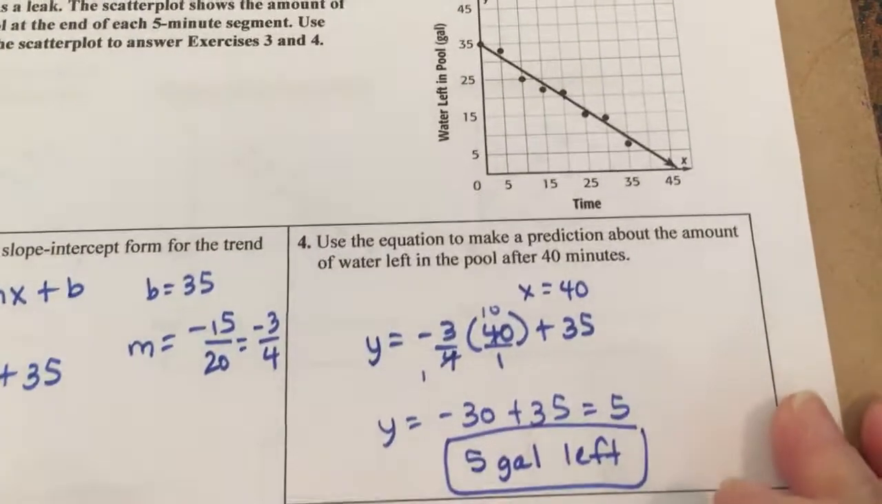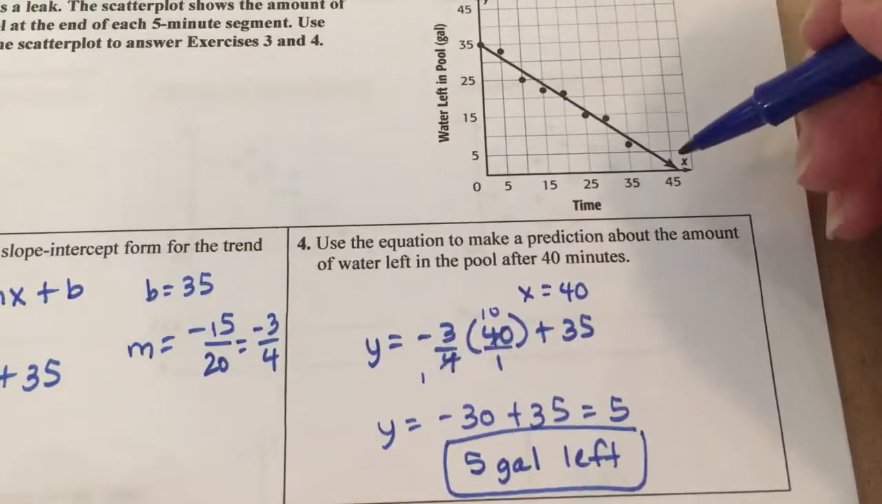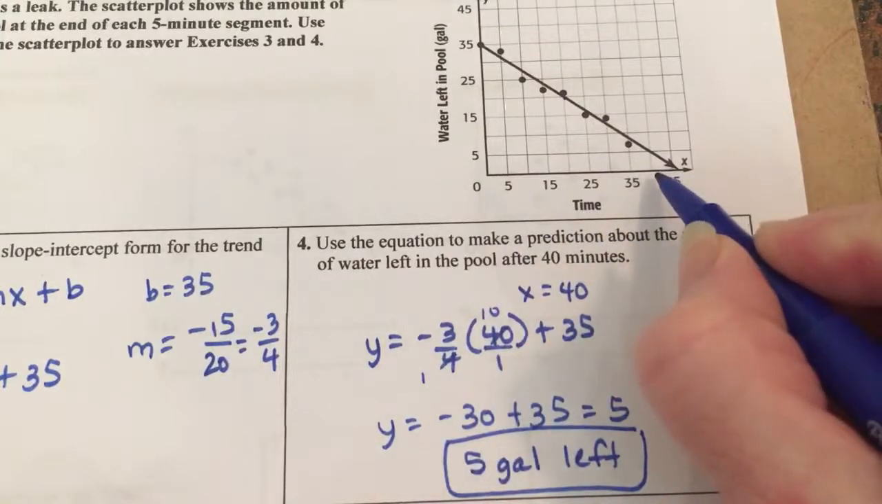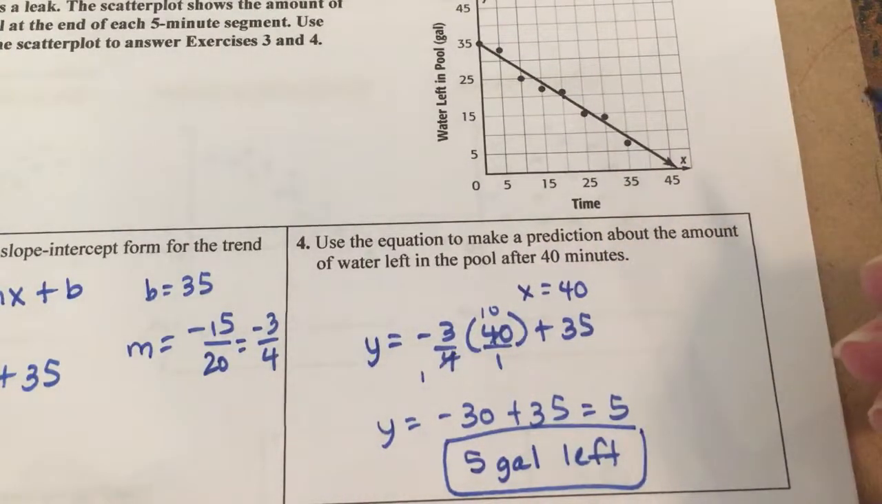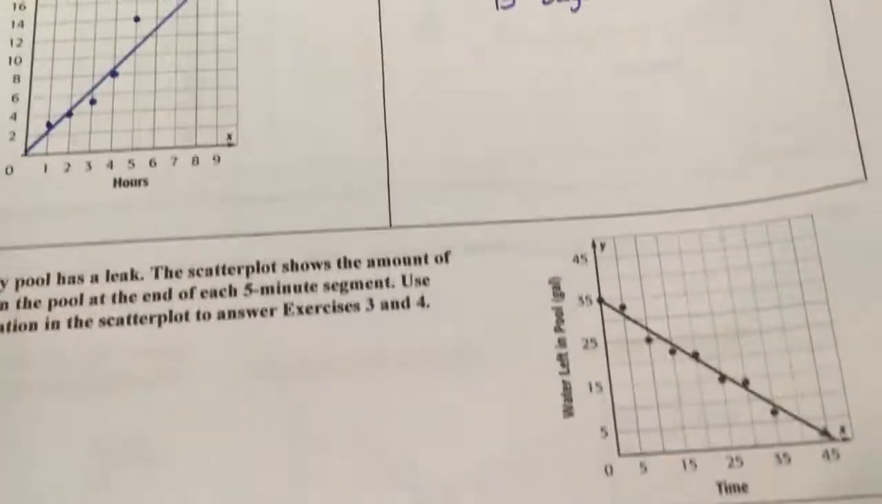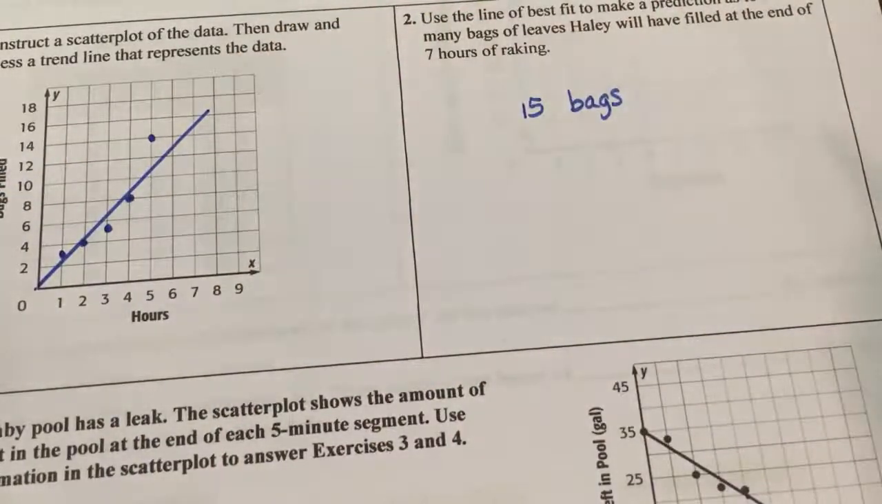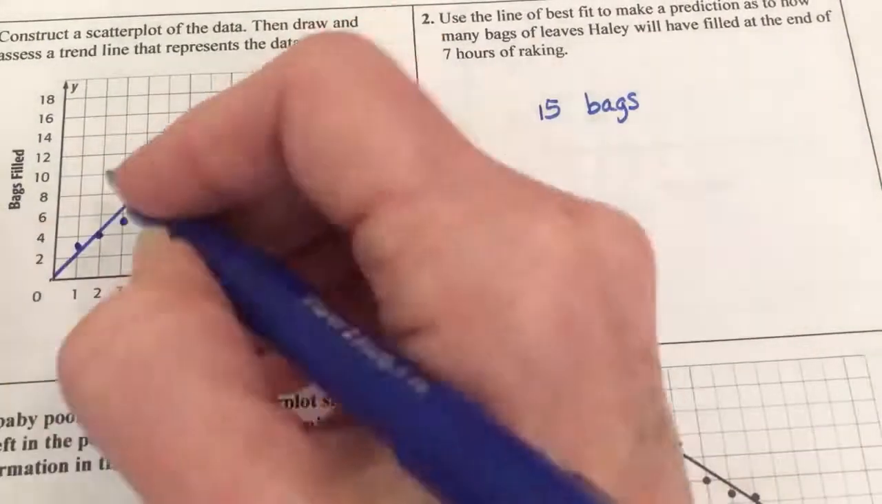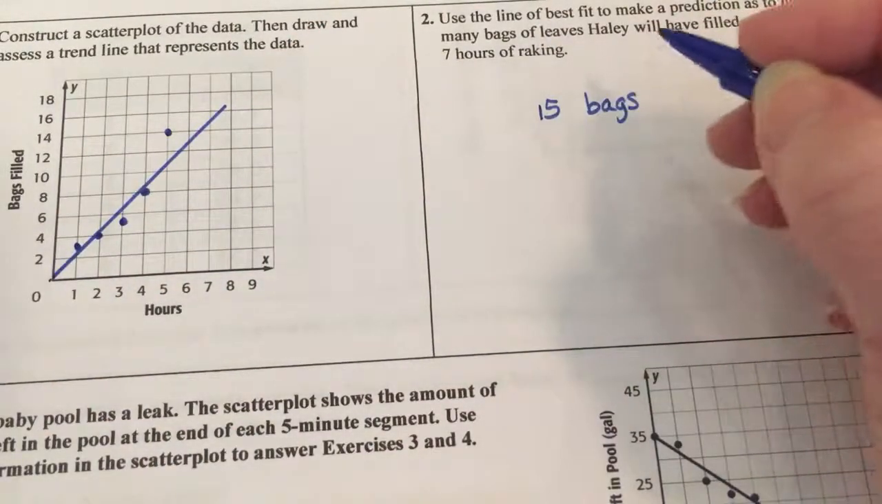Okay, so then if I go to my graph and see if I'm right, I can see at 40 minutes it looks like I'm right on. It's about 5 gallons left. All right, so that's a trend line. It's just the line that best fits the data you have, the scatter plot that you have. Again, your line may be a little different than mine, but we should be pretty close in the ballpark.